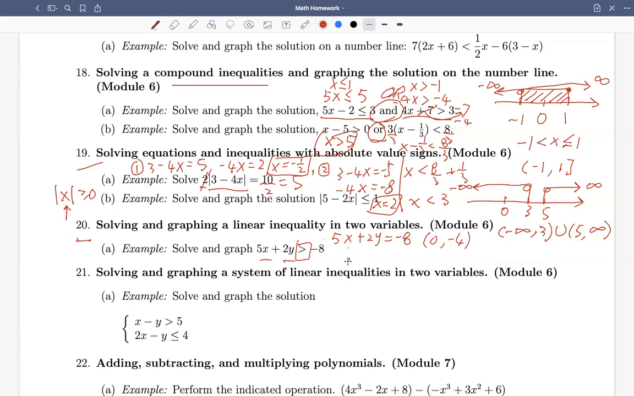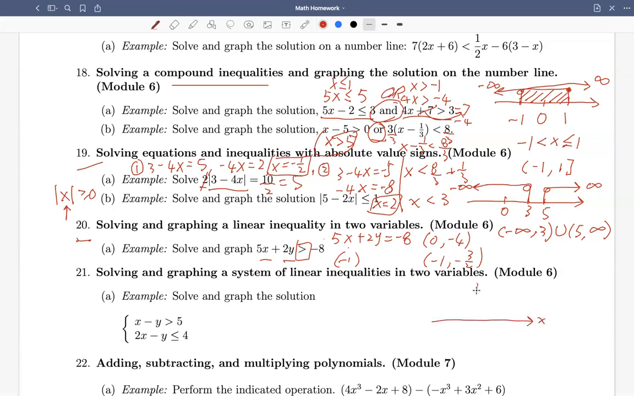If x is 1, 5 times 1, that's 5. Move 5 to the other side, it becomes negative 5. So you know what? Let's do negative 1 actually. Let x be negative 1. Negative 1 times 5 is negative 5. Negative 5 moved to the other side becomes plus 5. We'll get into fractions. So 2y equals negative 8 plus 5, that's negative 3. So if we do x equals negative 1, we get y equals negative 3/2. So with 2 points, we can draw this line.